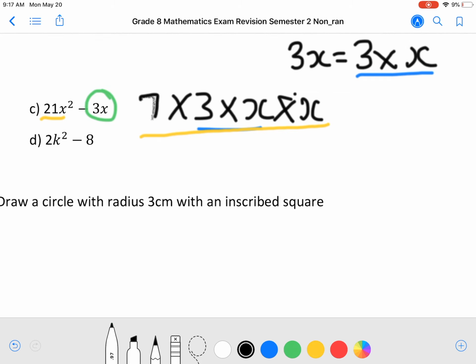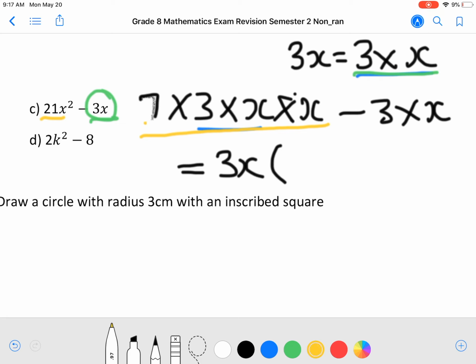minus the green one, which is this green one over here. So 3 multiplied by x. So we can take 3 multiplied by x out, which is just 3x. And we are left with 7 multiplied by x on this side, minus 1. And that's how we factorize this one over here.